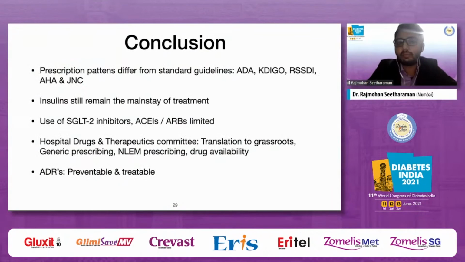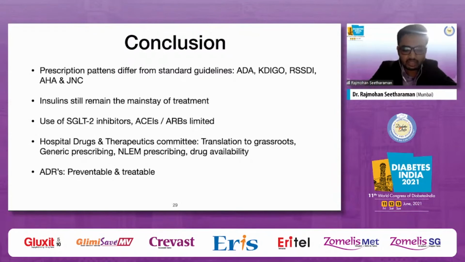So I want to conclude by saying that the prescription patterns differ from standard guidelines of ADA, KDIGO, RSSDI, AHA, JNC. Insulins still remain the mainstay of treatment for all stages of diabetic nephropathy, be it type 1 diabetes or type 2 diabetes. The use of SGLT2 inhibitors, ACE inhibitors, ARBs is very limited in government hospitals.